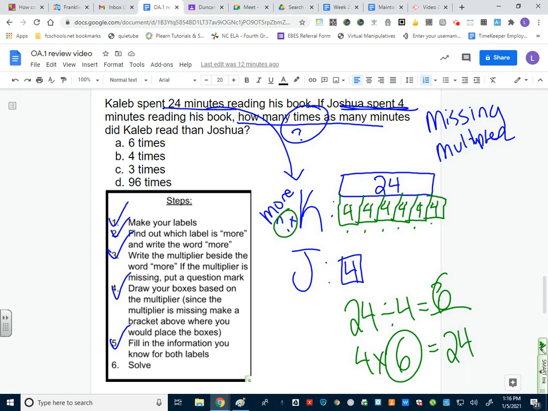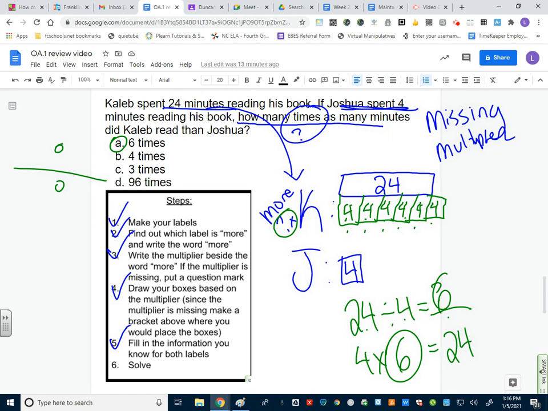Boys and girls, anytime you're missing the multiplier, it's the number of groups. It's the number of boxes. It's always going to be a division problem. But if you ever struggle with division, use multiplication to help you. If you're not sure what 24 divided by 4 is, think about what times 4 equals 24.